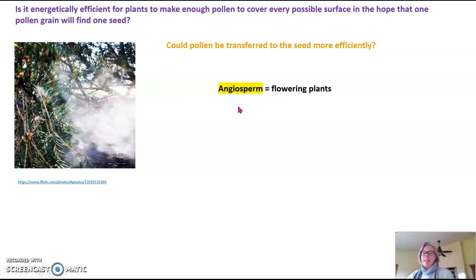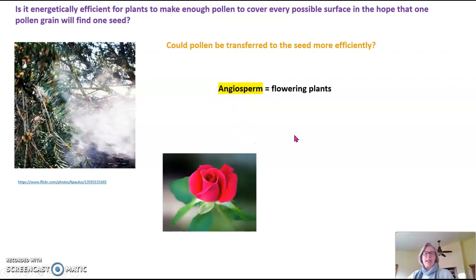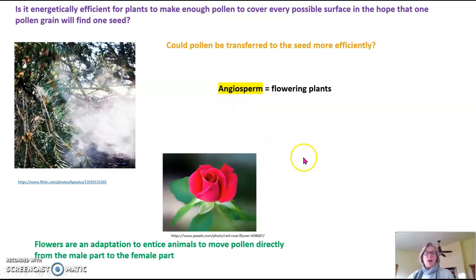Could pollen be transferred to the seed more efficiently? And the answer is yes, and that's our final, most highly evolved plant, and that's the angiosperm, our flowering plants. Flowers are an adaptation to entice animals to move pollen directly from the male part to the female part of the plant. And we will talk about this more in class.